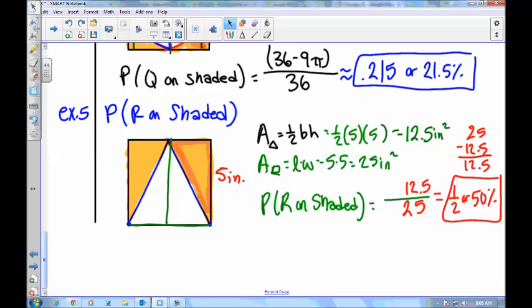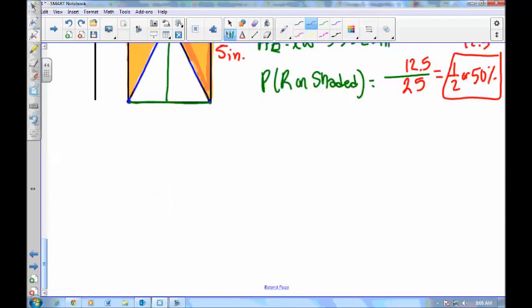Okay, so the assignment that goes with this is in the book. Begins on page 582. Numbers 1 through 15.